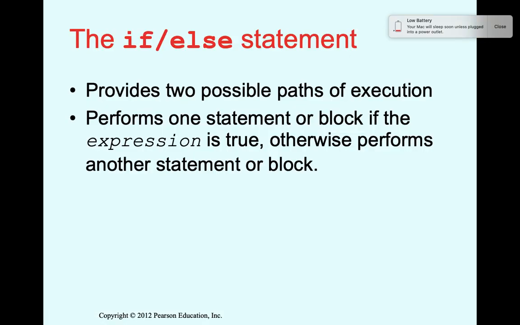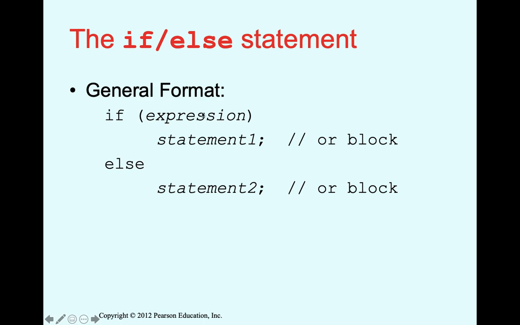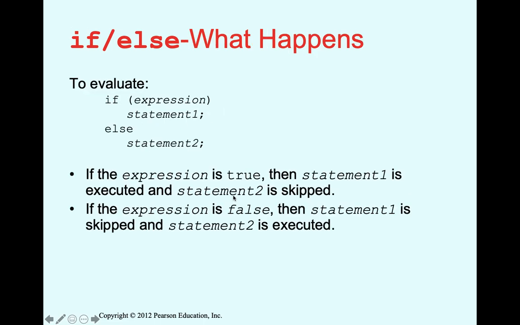Okay. If else: sometimes we want to do something if the condition is true, and do something else if the condition is not true. This is called if else. So if the condition is true, we do this; if the condition is not true, we do this. Either we do this or we do this. If the expression is true, then statement 1 is executed and statement 2 is skipped. If the expression is false, then statement 1 is skipped and statement 2 is executed.